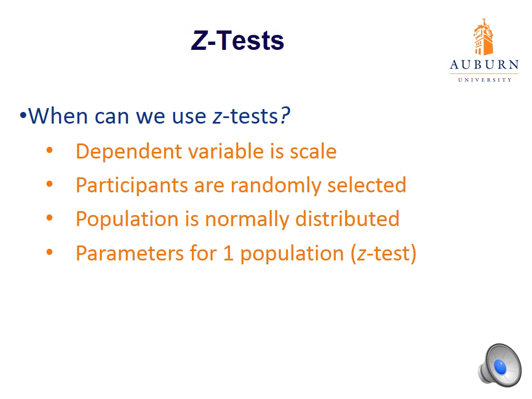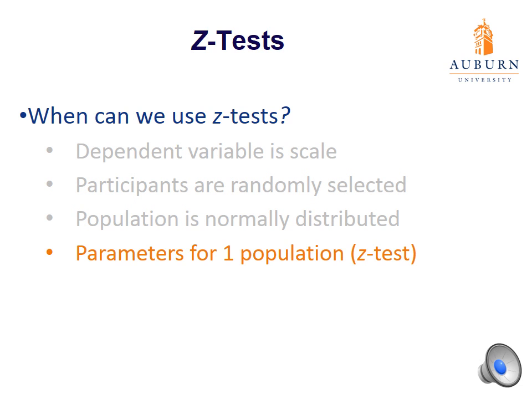So before we really begin, we need to define the difference between a z-test and a t-test. Here on this slide, you'll see that the assumptions for a z-test are that the dependent variable is scale, that participants are randomly selected, and that the population is normally distributed. Finally, there is an assumption that we have the parameters for one of the populations. In other words, we have the mean and the standard deviation for one of the populations.